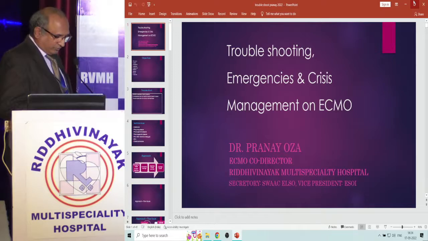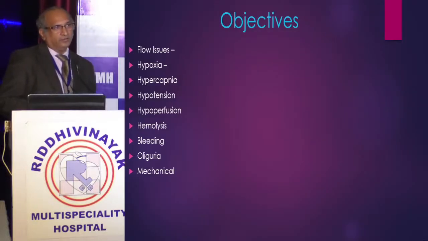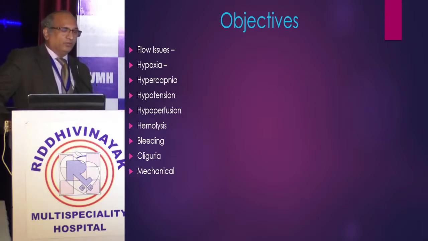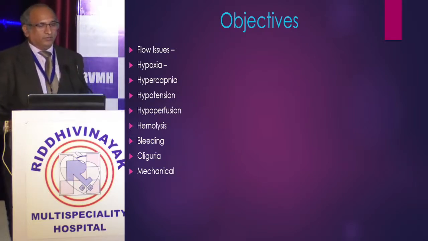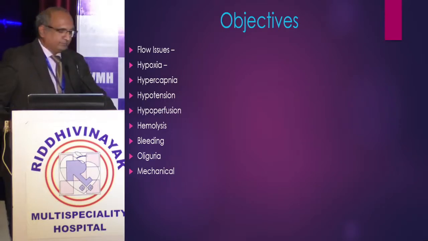in general the troubleshoots which are patient related. And what I'm going to talk about, I'm purely going to talk on a practical basis. Your staff comes and tells you, you are not getting enough flow, there's a flow issue. They'll come and tell you saturation is dropping, or ABG is showing CO2 is high, or patient develops hypotension, lactates are high, or urine color is dark, or there's bleeding from somewhere, and some mechanical issues.